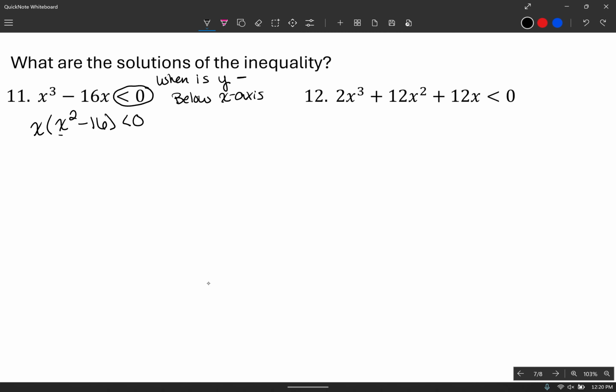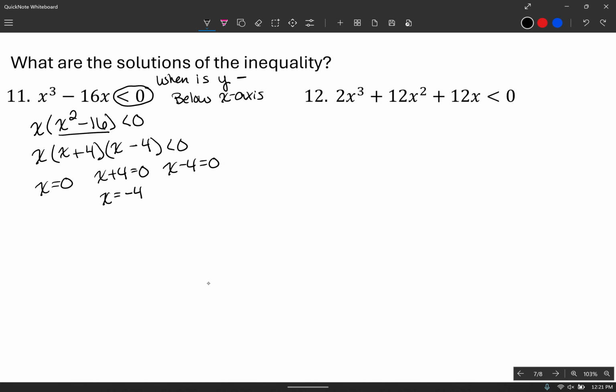I also know that this is the difference of two perfect squares, so I can factor that into two binomials with a positive and a negative. Square root of x squared is x, and square root of 16 is 4. So I have x equals 0, x plus 4 equals 0, and x minus 4 equals 0. So we have x equals negative 4 and x equals positive 4.